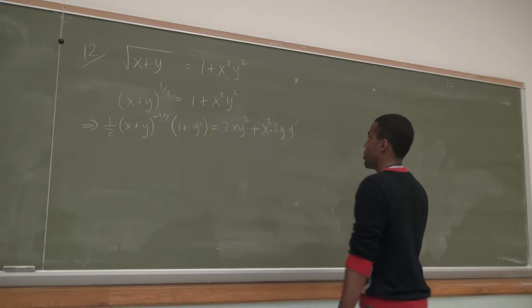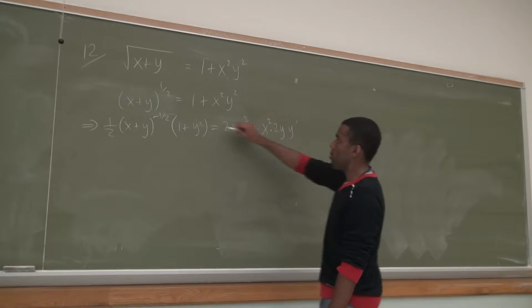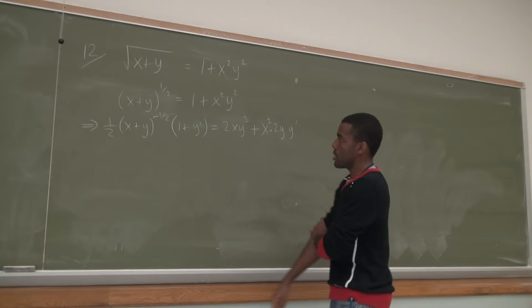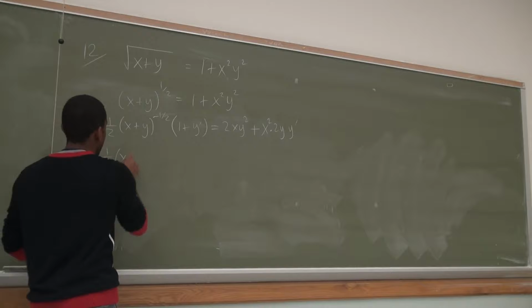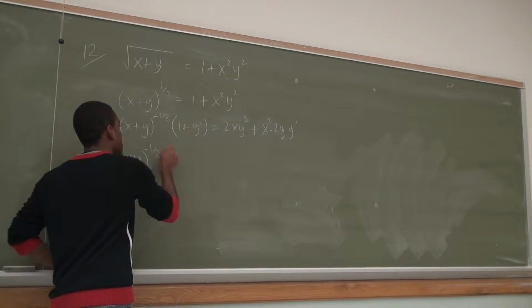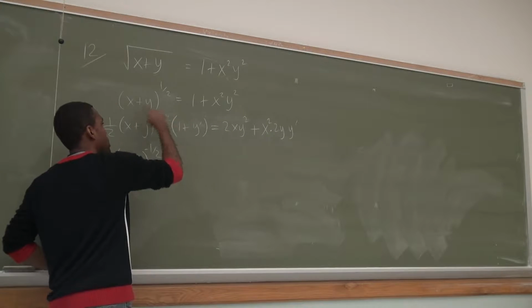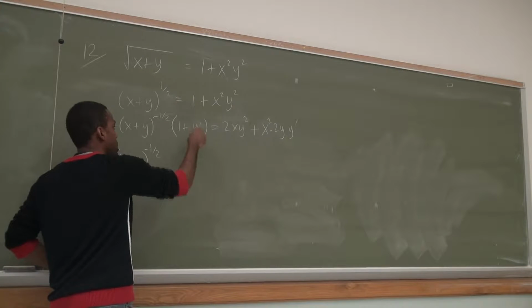Right. So now I want to isolate y prime. So first thing I'm going to do, I'm going to break this one out of jail. Distribute this times 1 itself, this times that, I get.